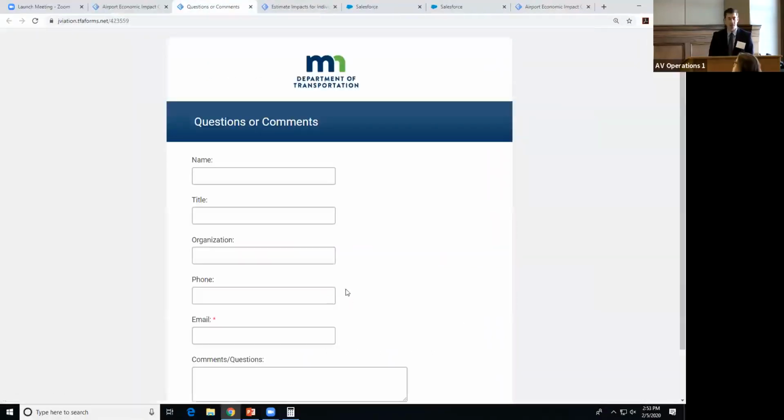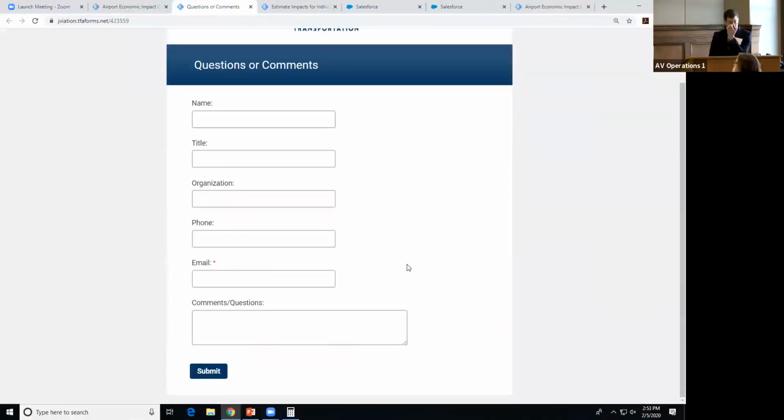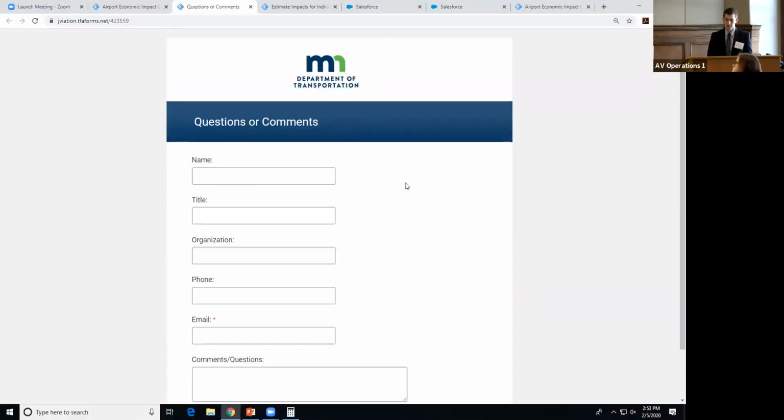There's a contact information button here. If you have any questions or comments, you have a problem, or you just really want to give us a compliment, this is where you would do that. This goes to Julie Carr, and I'm copied on this, so if you have questions, we'll do our best to get back to you as soon as we can. Please be detailed and specific as necessary.